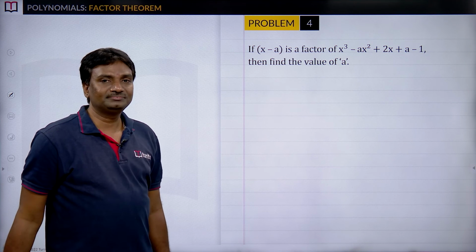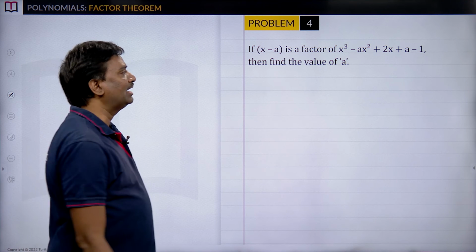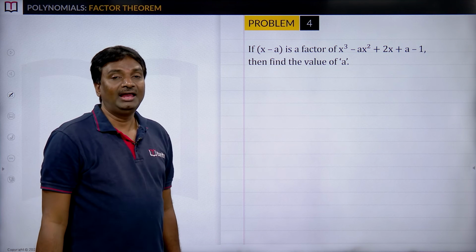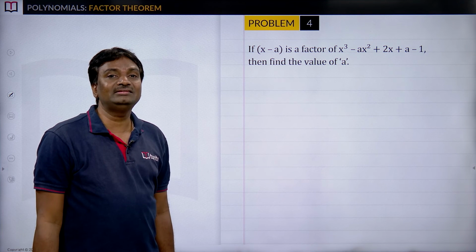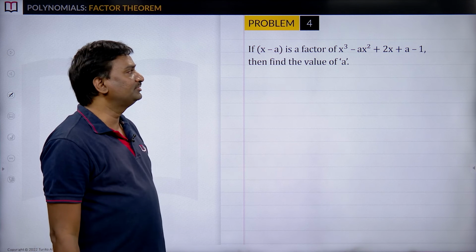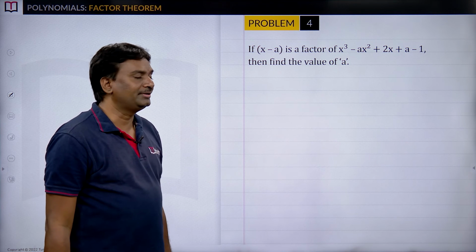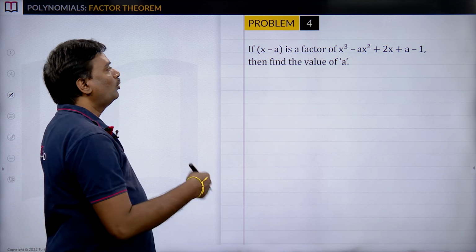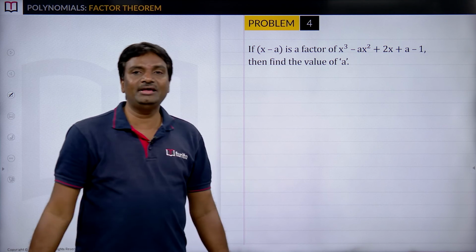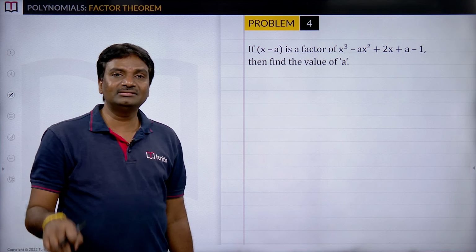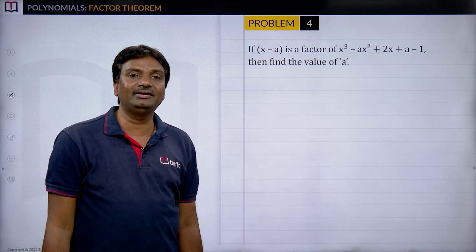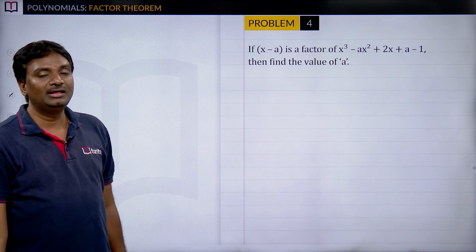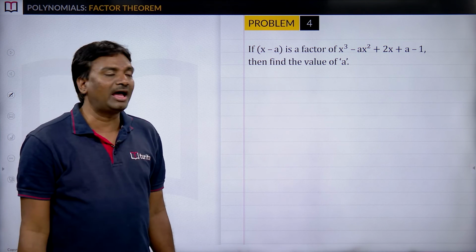So, they have given that x minus a is a factor of this polynomial x cube minus ax square plus 2x plus a minus 1. Let us take that polynomial as f of x. So, f of x equal to x cube minus ax square plus 2x plus a minus 1. What they have given is that x minus a is a factor. Since x minus a is a factor, then we can take f of a equal to 0. In place of x, write a and substitute that, you will get the value of a.